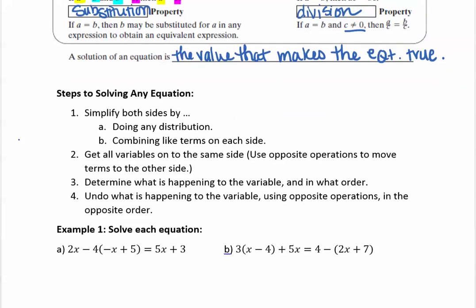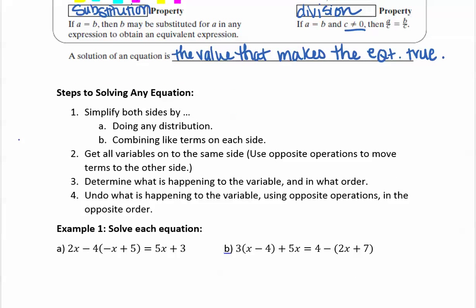Okay, so here is my method for solving any equation. First step, simplify both sides. This may or may not be needed, but you have to check this first. And to do that, first, do any distribution, and you want to do that first. Second, combine any like terms, okay, in this order. Again, this may not happen at all.